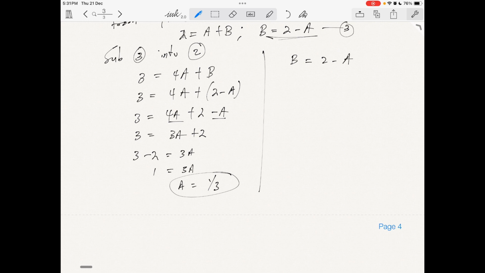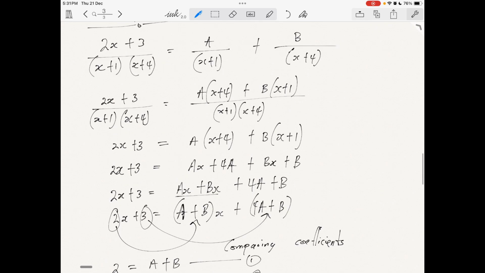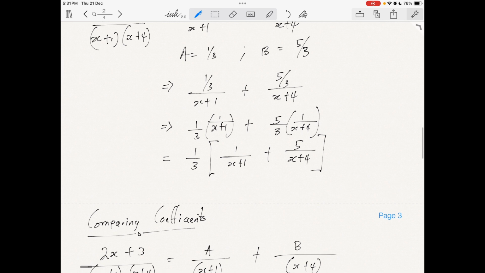Okay, from equation 3, I'll just substitute my a, that's 2 minus 1 over 3. If we do this right, we have our b to give us 5 over 3. Now A is 1 over 3, B is 5 over 3. These are the same answers we got using the cover up method. A is equal to 1 over 3 and B is equal to 5 over 3.